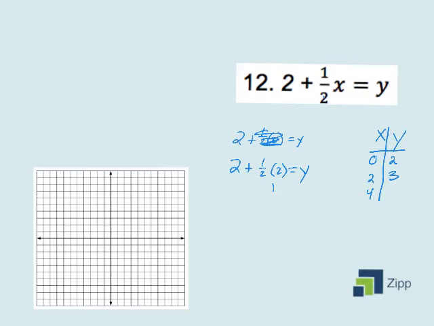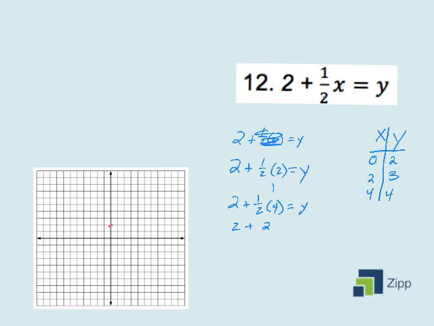Finally, at the last one, you'll see again I picked the right number. I'll go 2 plus 1/2 of 4 is y. Well, half of 4 is really 2, and 2 plus 2 is 4. I'll come over to my graph, and I'll graph the points. I have 0, 2.